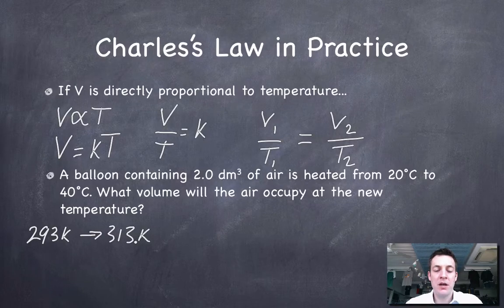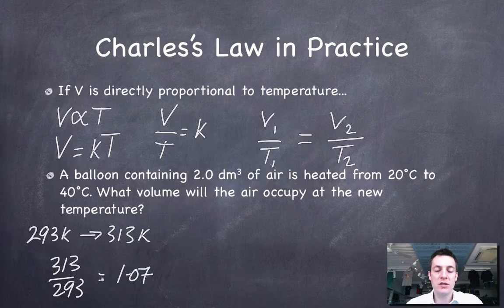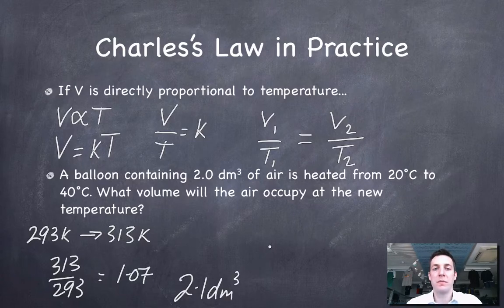Okay? And so the temperature has changed by a factor of 313 over 293, and that equals 1.07. So in other words, the temperature is increased by that factor. The volume will also increase by that factor. So it will go to 2.14, but I can only give it to two significant figures because that's my least precise bit of data. So it will increase in volume to 2.1 dm cubed. That's kind of thinking about what will happen in common sense terms.